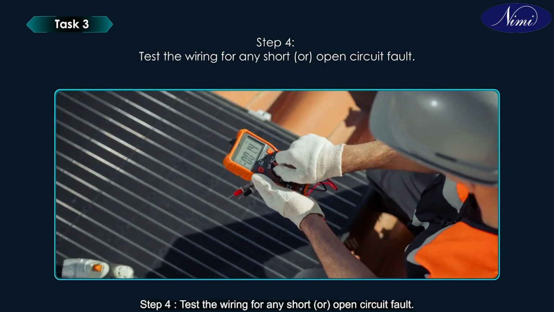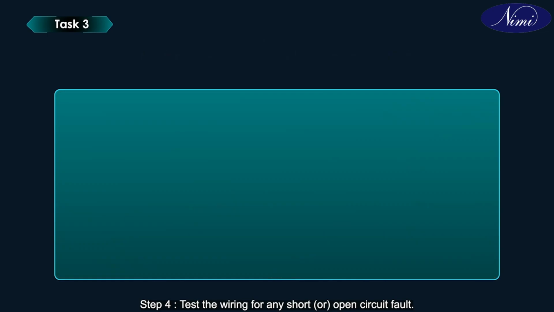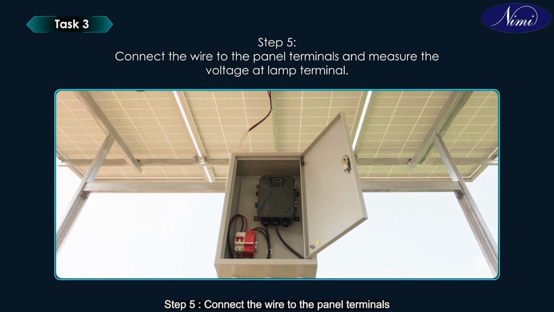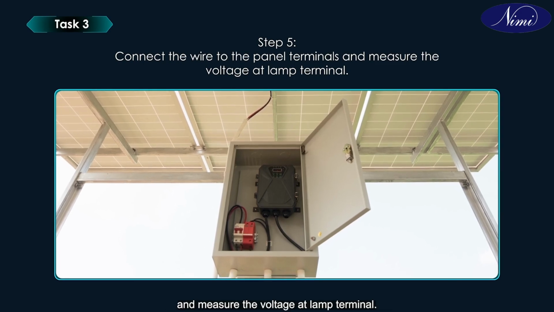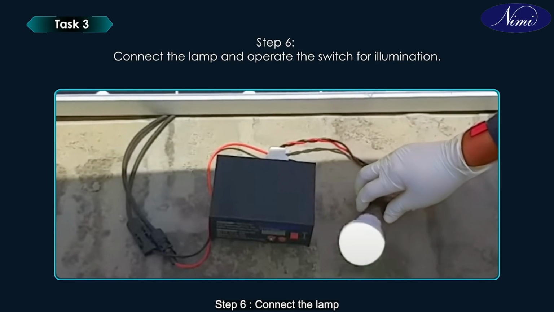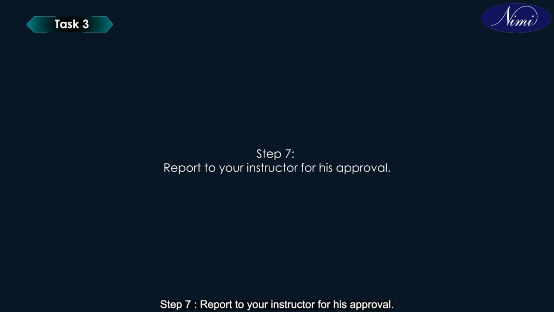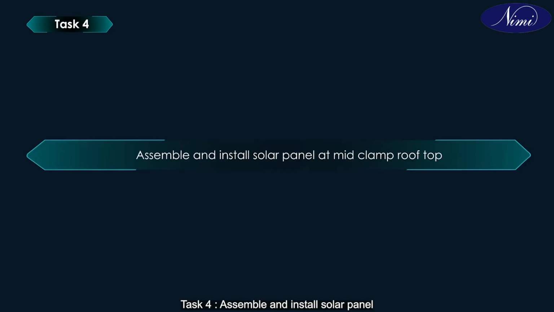Step 4. Test the wiring for any short or open circuit fault. Step 5. Connect the wire to the panel terminals and measure the voltage at the lamp terminal. Step 6. Connect the lamp and operate the switch for illumination. Step 7. Report to your instructor for his approval. Task 4. Assemble and install solar panel at mid-clamp rooftop.